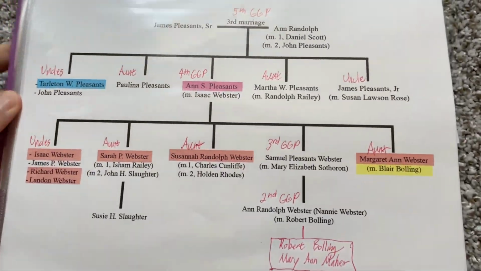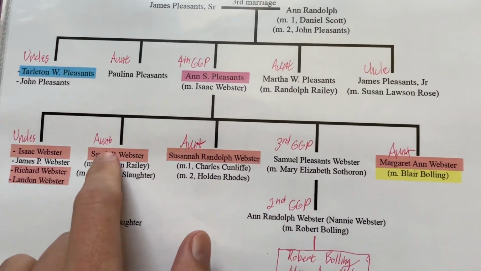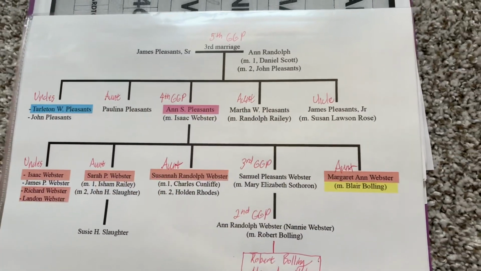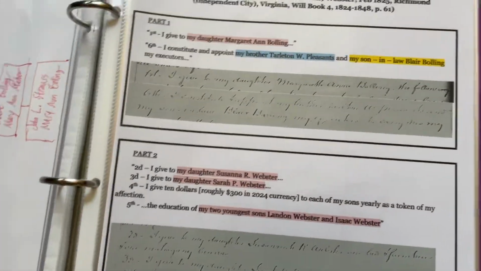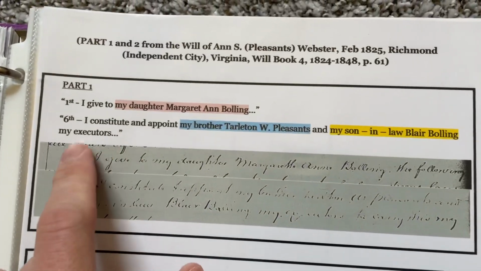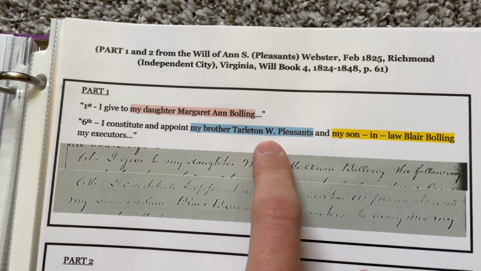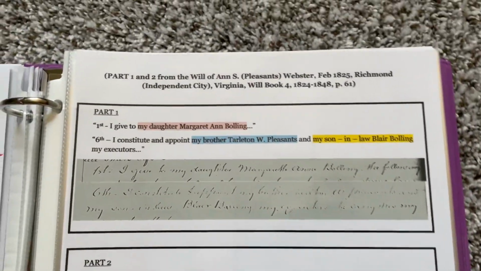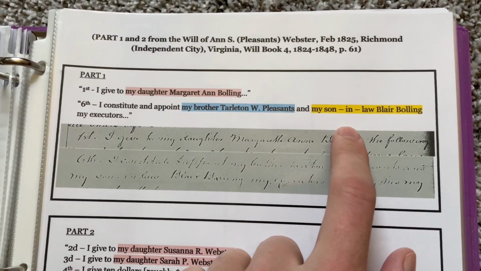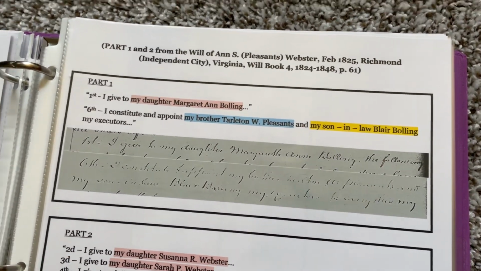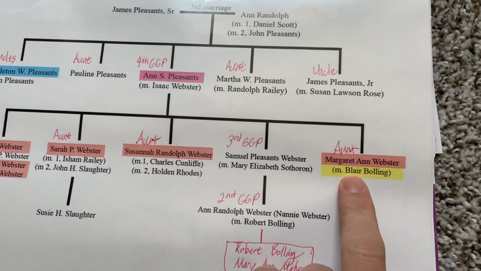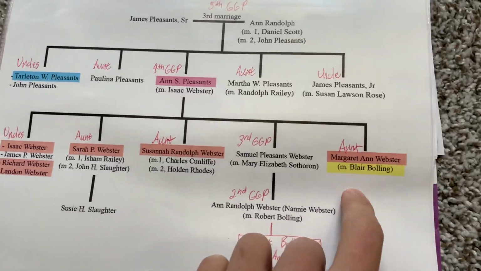See, another family tree. And if you want to make it even more like this, you can write aunt, because I'm just defining who these are, aunt, uncle, relationships. And then I just come right here, again, back to the will. I constitute and appoint my brother, right here. So I'm labeling where these people are, who they are, in relation to the person who's writing the will, right? Blair Bowling, same person's in yellow, right here in yellow. So it's her will, and she's referring to him.